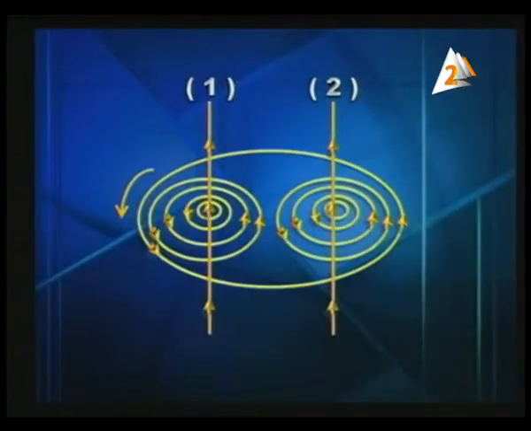Your attention, please: in the region in between the two wires, the flux lines are in opposite directions. But outside the two wires, the fields have the same direction. When the fields are in opposite directions, the formula used is B1 minus B2. When they are in the same direction, the formula used is B1 plus B2. Once again, between the two wires, the fields are in opposite directions. Outside, they have the same direction.